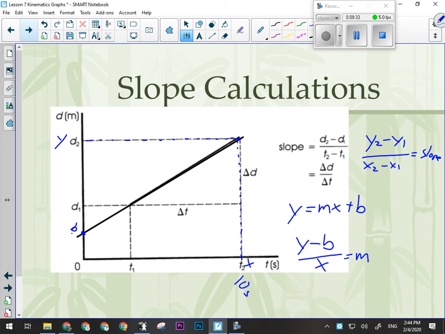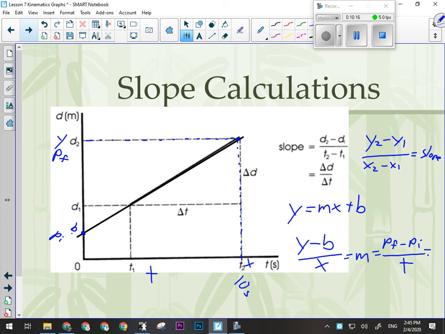Here's why. I just set this up to calculate slope. On the y-axis, what's on the y-axis? Position, right? In meters. This y would be my final position. b would be my initial position because it's where I am at time 0. What's on the x-axis? Time. So if I substitute that in, y was final position, b was initial position, x was time, what does that calculate? Velocity. That's total displacement over total time.